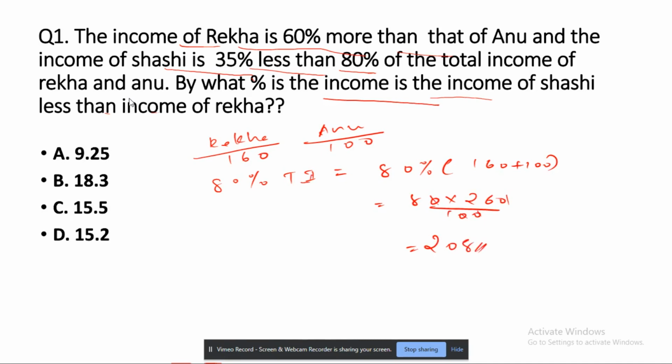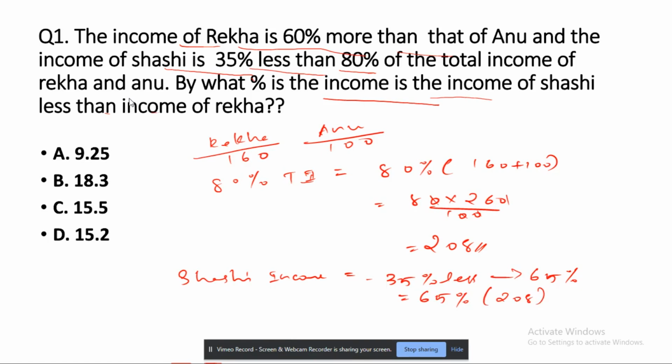So 80% is 208. Then we have to find the Shashi's income, which is 35% less. 35% less means 65% of the income. So we can write 65% of 208. We can write like 65 by 100 into 208. The answer will be 135.2. So we have found the Shashi's income.